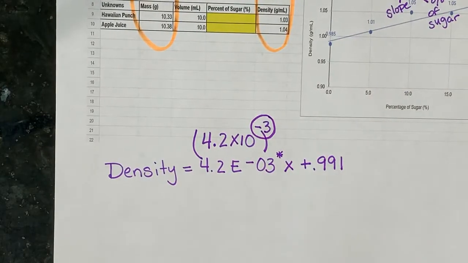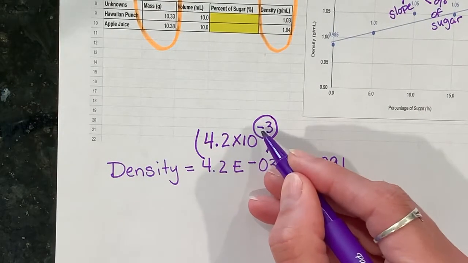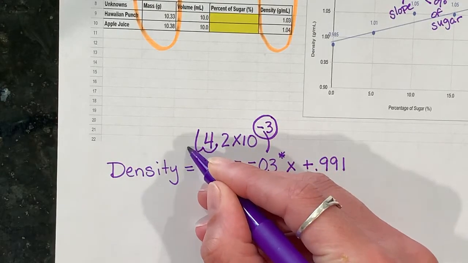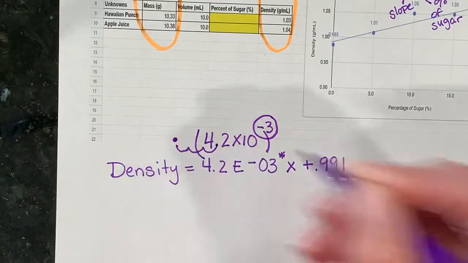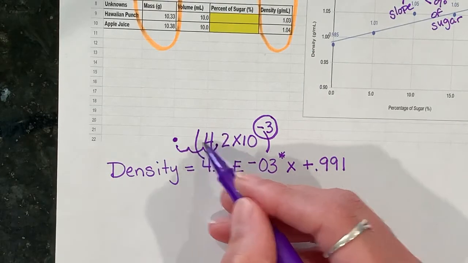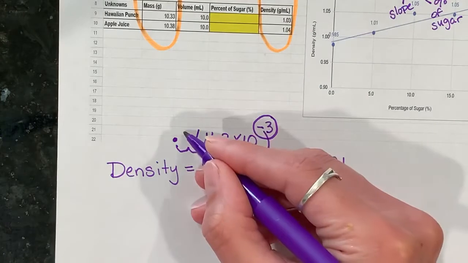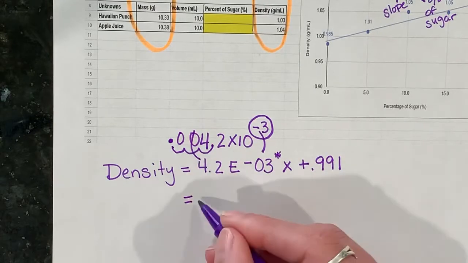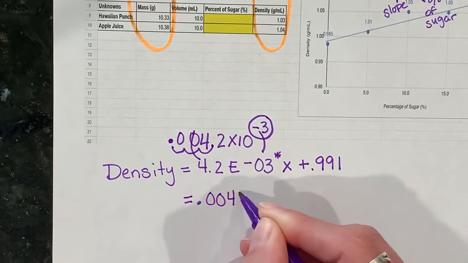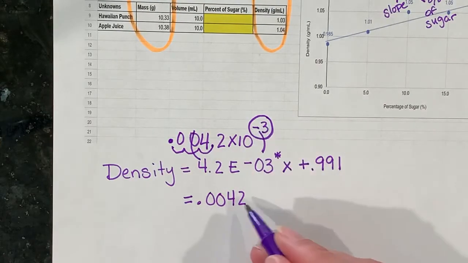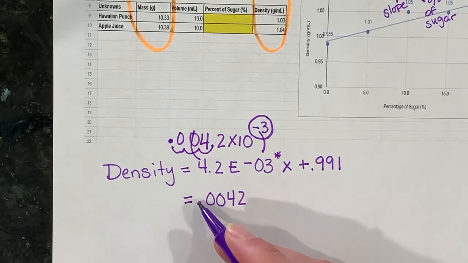The negative 3 tells me that I moved my decimal 3 places. Because it's negative, I need to make my number smaller. So I move this over 1, 2, 3 places to the left. Okay? Because there were no numbers here, I need placeholders. I'm going to put in zeros. So what this looks like is 0.0042. I don't need to write this times 10 to the negative 3 anymore. I already took care of that when I moved the decimal place over 3 points.